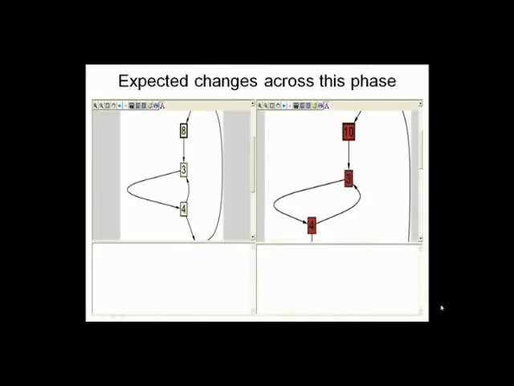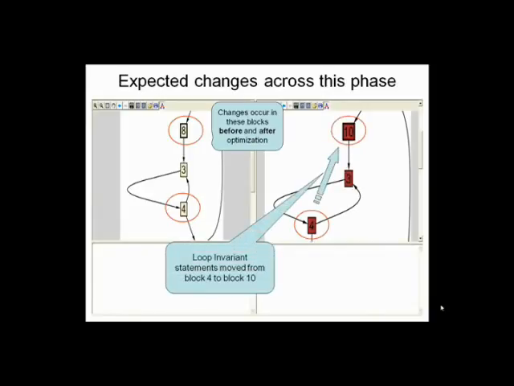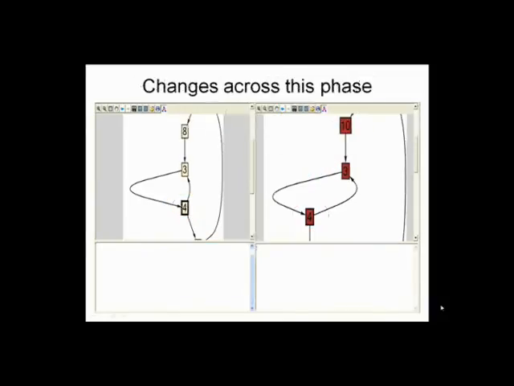This slide shows the expected change due to the loop invariant code motion optimization. The region of flow graph between 3 to 4 is a loop, and since this optimization moves the invariant statement from inside to the front of the loop, we expect to see some code motion from block 4 to block 10 after the transformation. Let us monitor the changes done by this transformation phase.